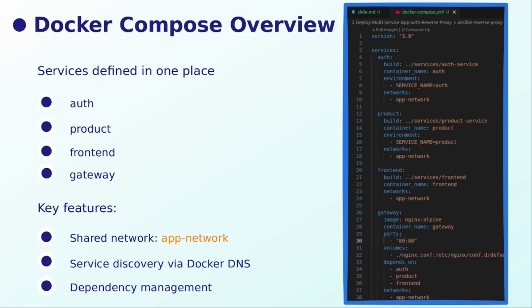Docker Compose overview. Instead of using containers manually, we use Docker Compose. Here we define all services in one place: auth, product, frontend, and gateway. All services share the same network called the API network. Docker automatically provides DNS-based service discovery, meaning services can talk to each other using their name.